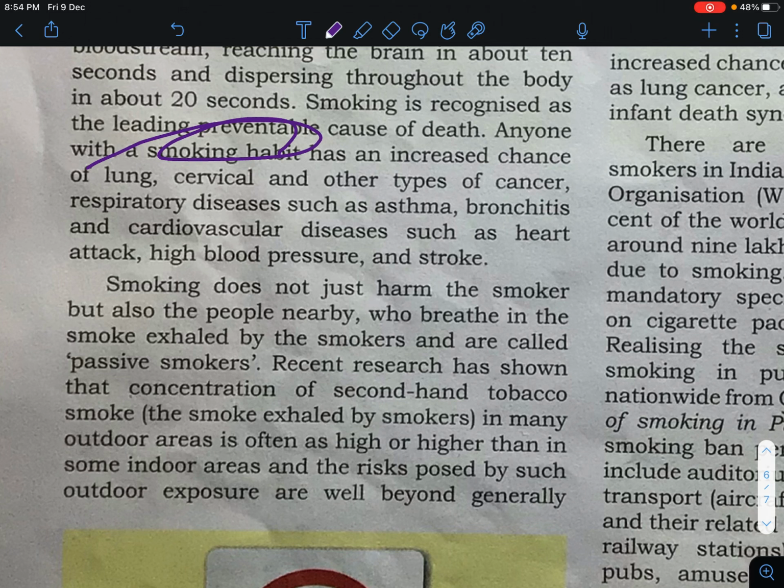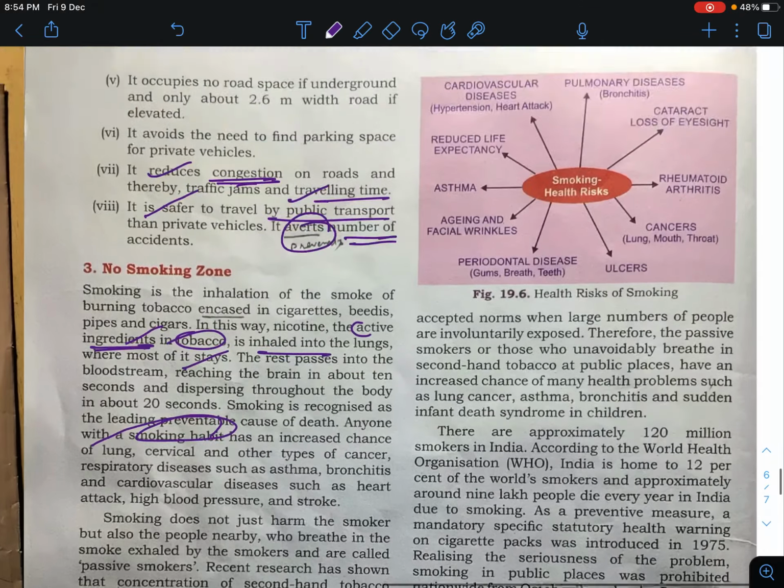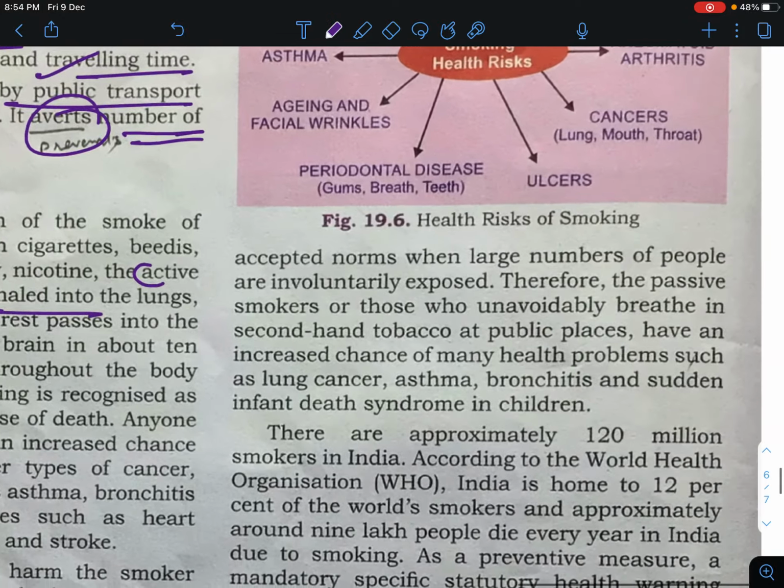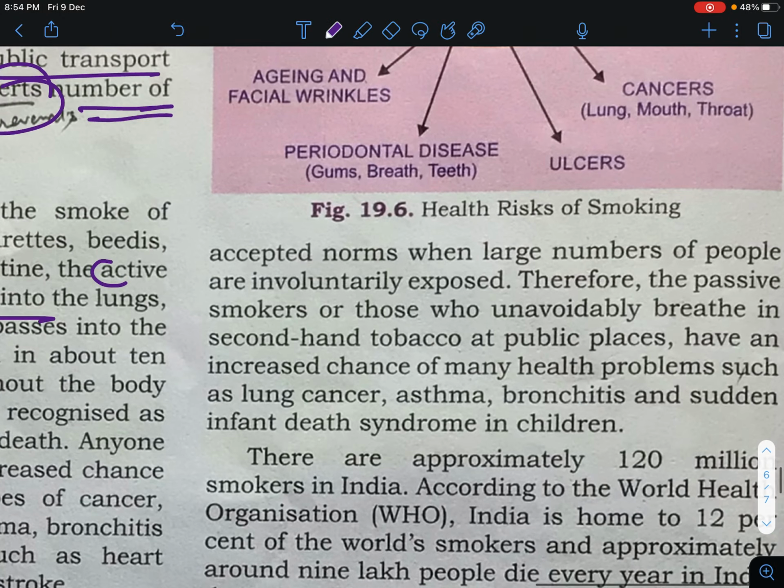Now we are talking about how recent research has shown that the concentration of second-hand tobacco smoke in many outdoor areas is often as high as or higher than in some indoor areas, and the risk posed by such outdoor exposure is beyond accepted norms when a large number of people are exposed.